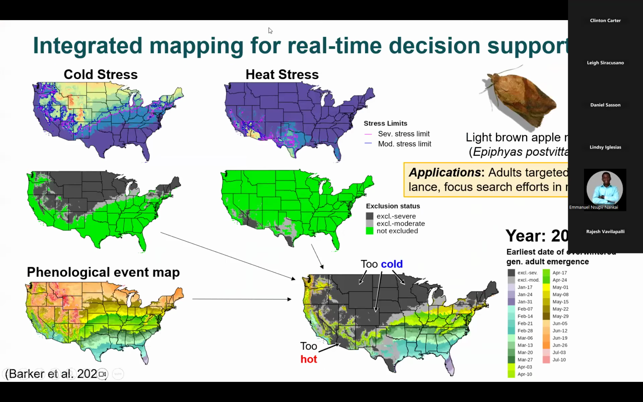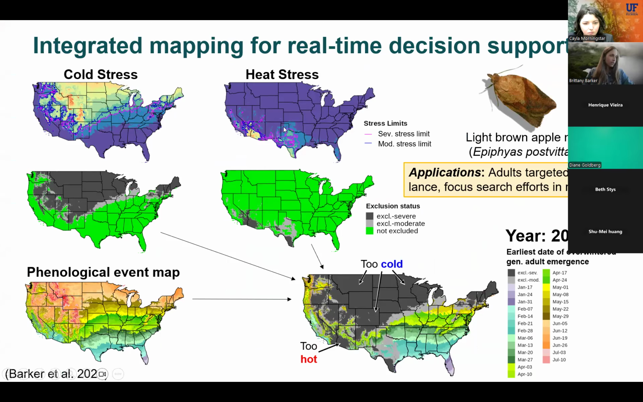Our models actually integrate heat. I mentioned cold stress and heat stress early on in my talk, and how that can limit the survival of these pests, or ectotherms in general. So our models incorporate that. You'll see those are the gray colors, this dark gray and light gray. Those are areas that are predicted to be either too cold or too hot for establishment.